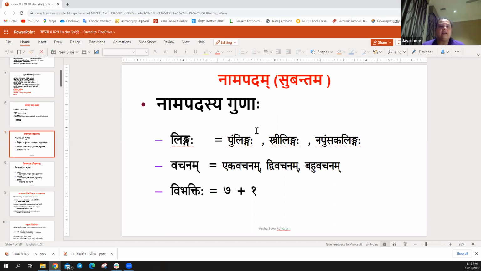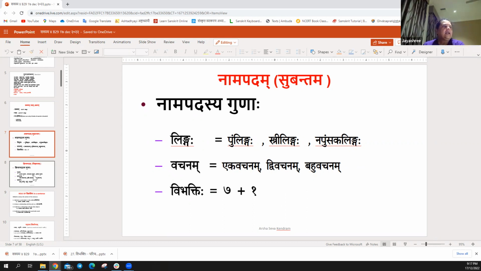So what do we have with Nama Pada? Can anybody say? It's here. Linga, Vachana, and Vibhakti. Yeah. So Linga, how many lingas? And vachanam? You remember these, right? It's back of the mind every time. And vibhakti. Vibhakti, we have 7 plus 1. So we have 7 vibhaktis, and the one is not a vibhakti. It's just we add it.